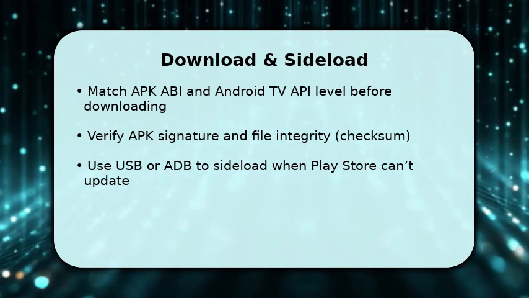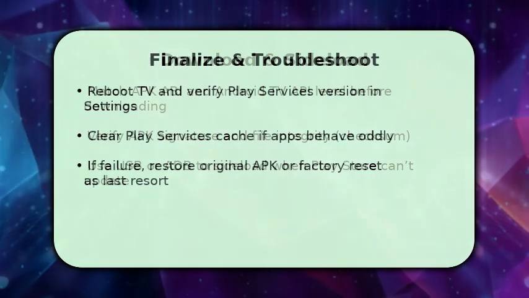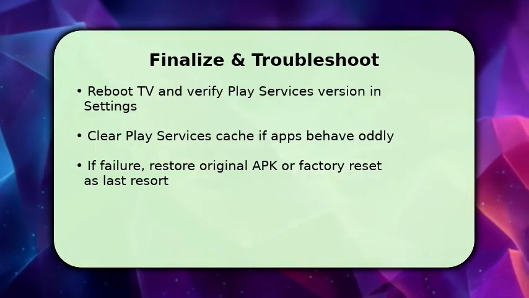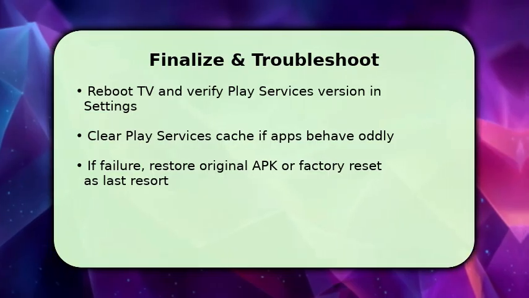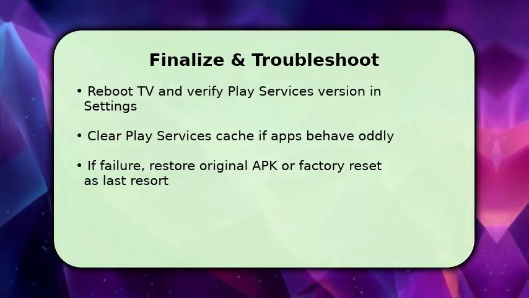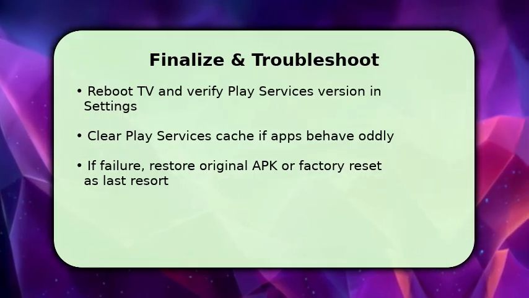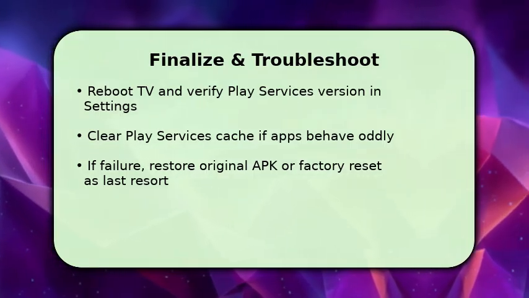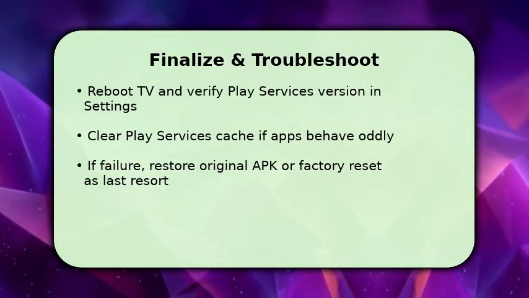After installation, reboot the TV so system processes load the updated Play services. You should check Settings, Apps to confirm the version and then open key apps to ensure they connect correctly. If an app misbehaves, clear Google Play Services cache and data, then reboot again. If problems persist, revert to the original APK or, if necessary, perform a factory reset, only after backing up.